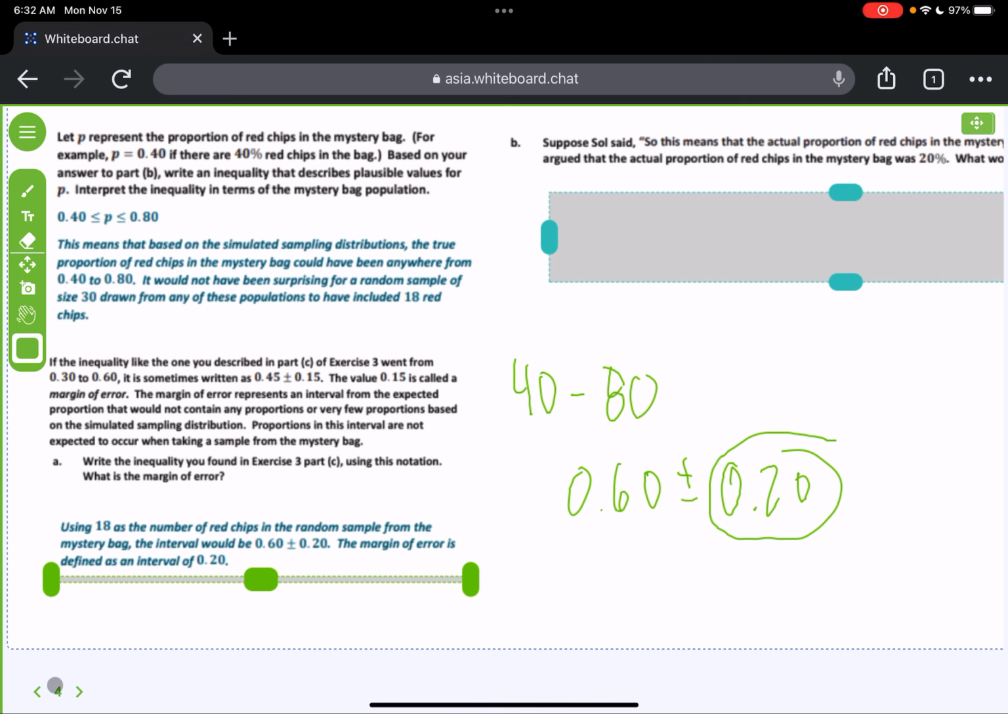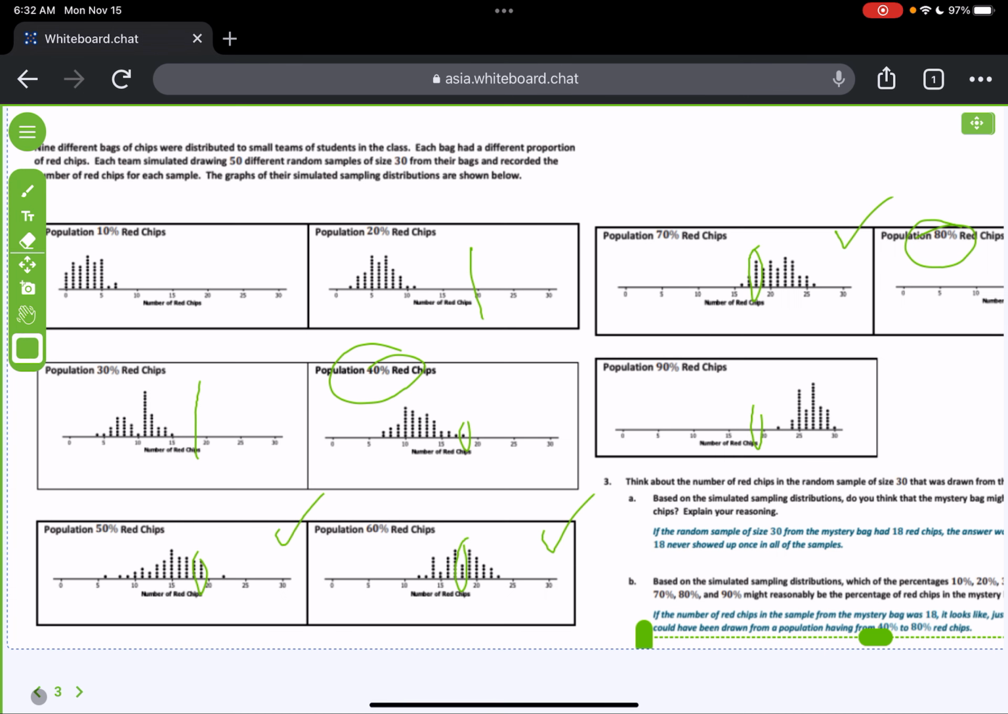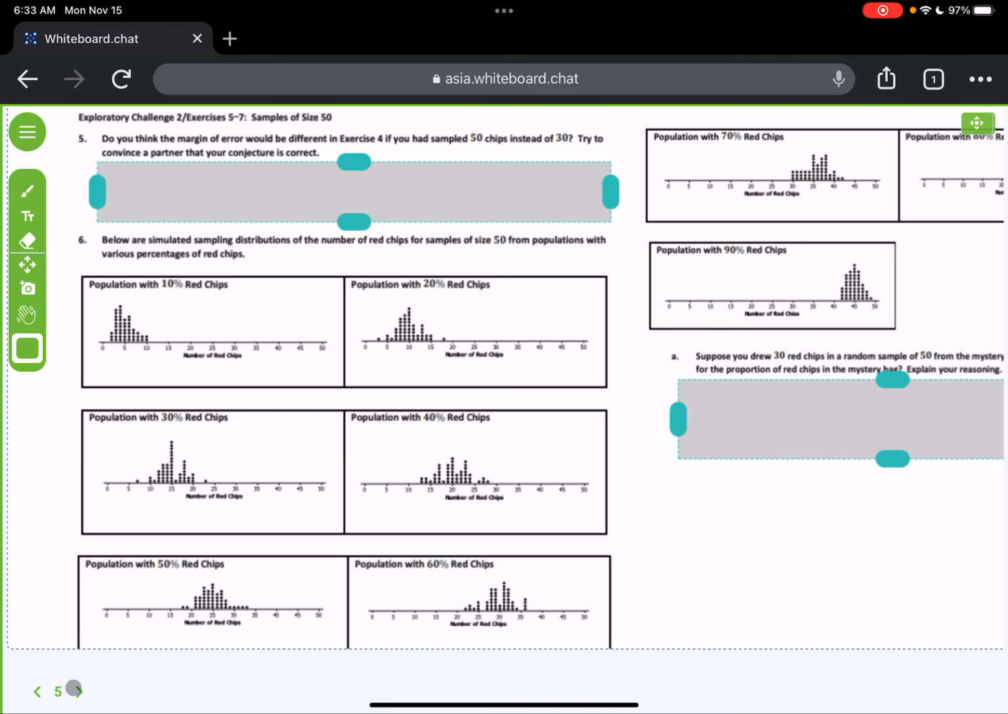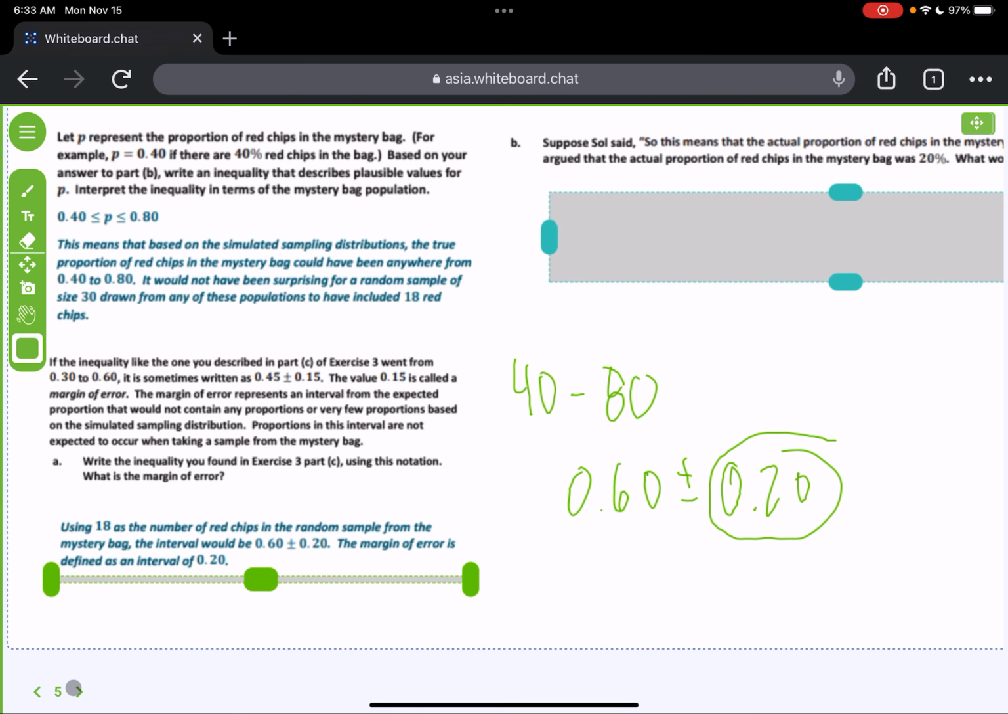So I just want to go back and show you on those graphs. Okay. So we're saying that it's probably going to be a population of 60%, but it could be as low as 40% and as high as 80%. Notice that 60 here is the center of the graph as 18. There's a lot to the right of it and a lot to the left of it, and that's what it should be. Okay. So that's all you needed to know for that margin of error part.